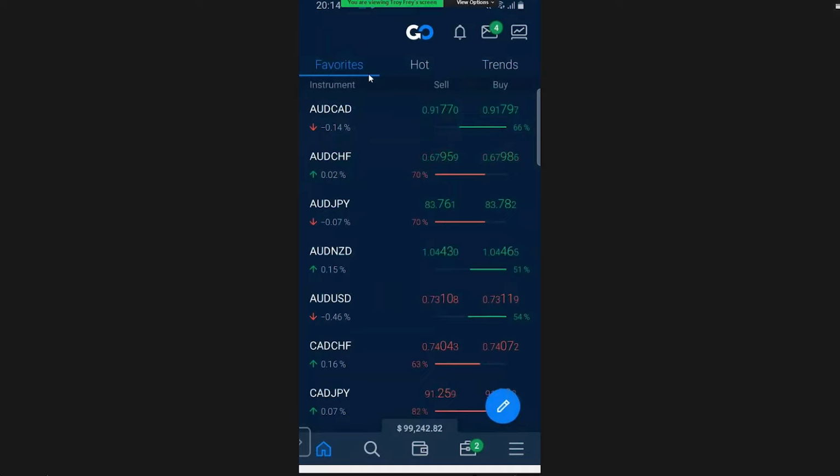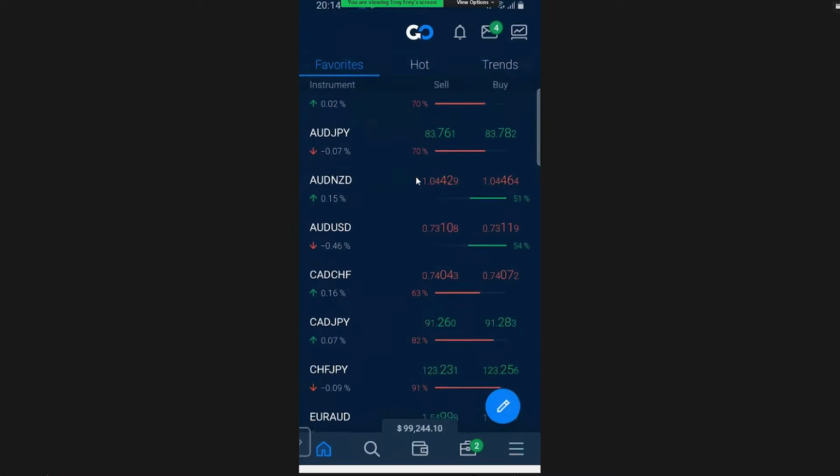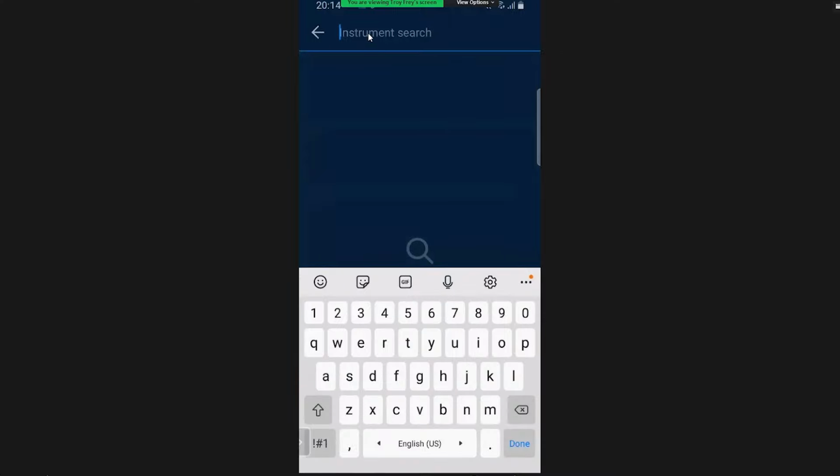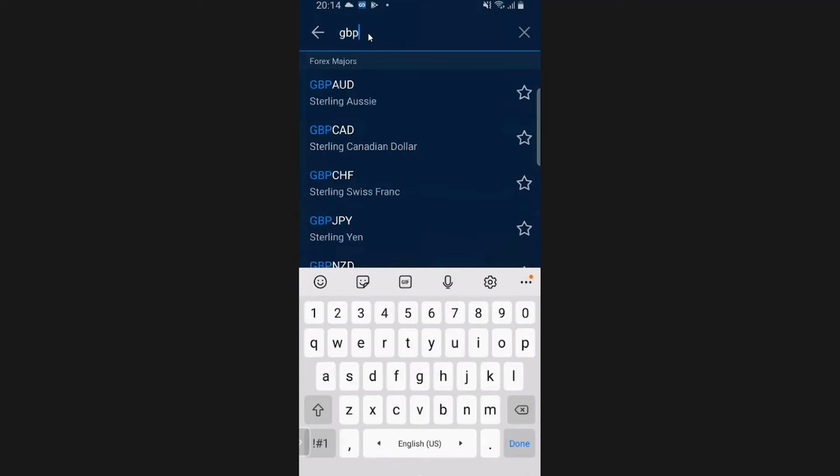And so, if it's not in your favorites list, then you can easily search for the instrument that you're looking for. And so let's pull up GBP USD.